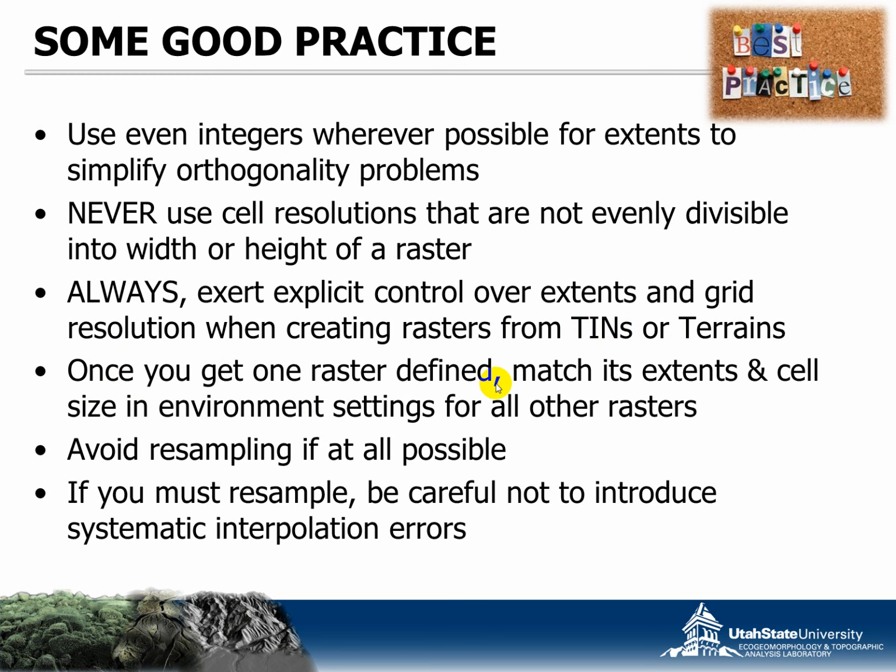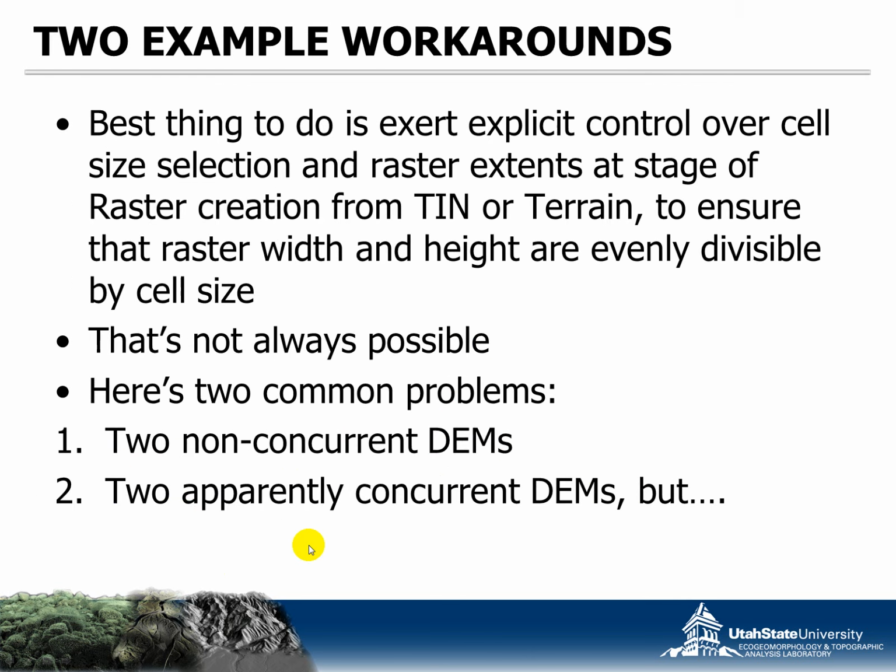Then once you get that raster defined, use that in the environment settings for every other raster you use or derive. For every other raster, you're just going to go in the environment settings, go to processing extent, and then make it the same as this one master raster that you've ended up using. Avoid resampling if at all possible, because it's just a way of potentially introducing errors. And if you must resample, be really careful not to introduce systematic interpolation errors.